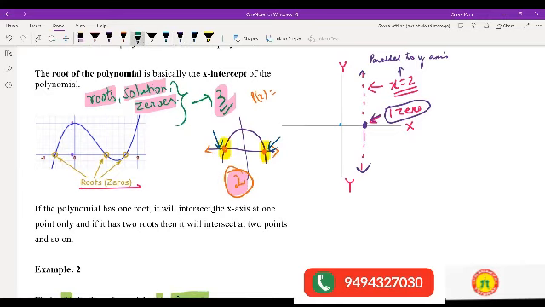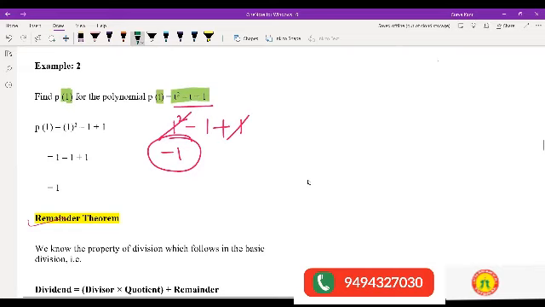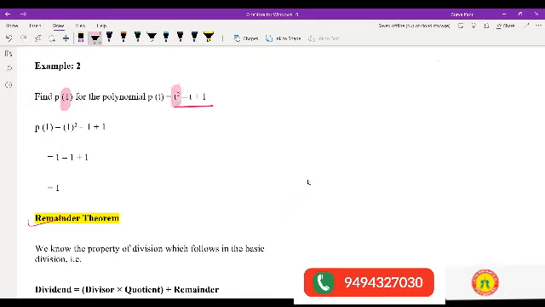It's clear now. Next one you see now. Yes. Next question, question number 2. Find P(1) for the polynomial of this. It means that what you're going to do is put the value of 1 here in place of x, here it is t. If it is t, put t is equal to 1. So what will be the answer?